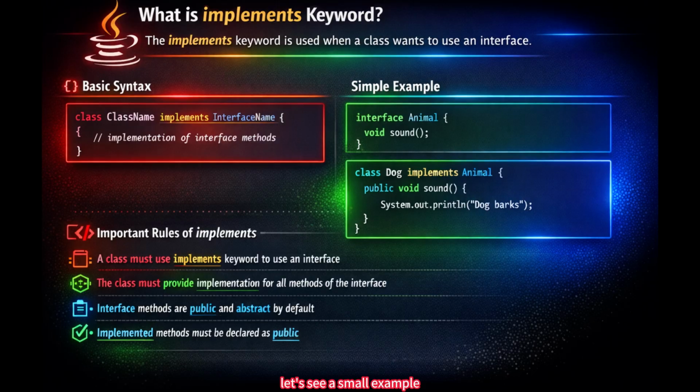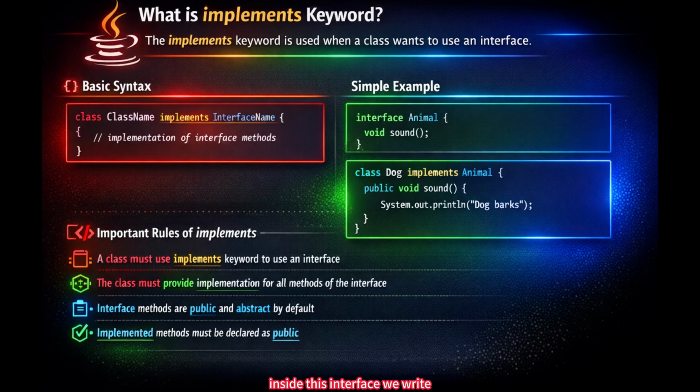Let's see a small example. Here in the first line we write interface animal. First we write the interface keyword. Then we give the interface name, here it is animal. So this line means we are creating an interface called animal.